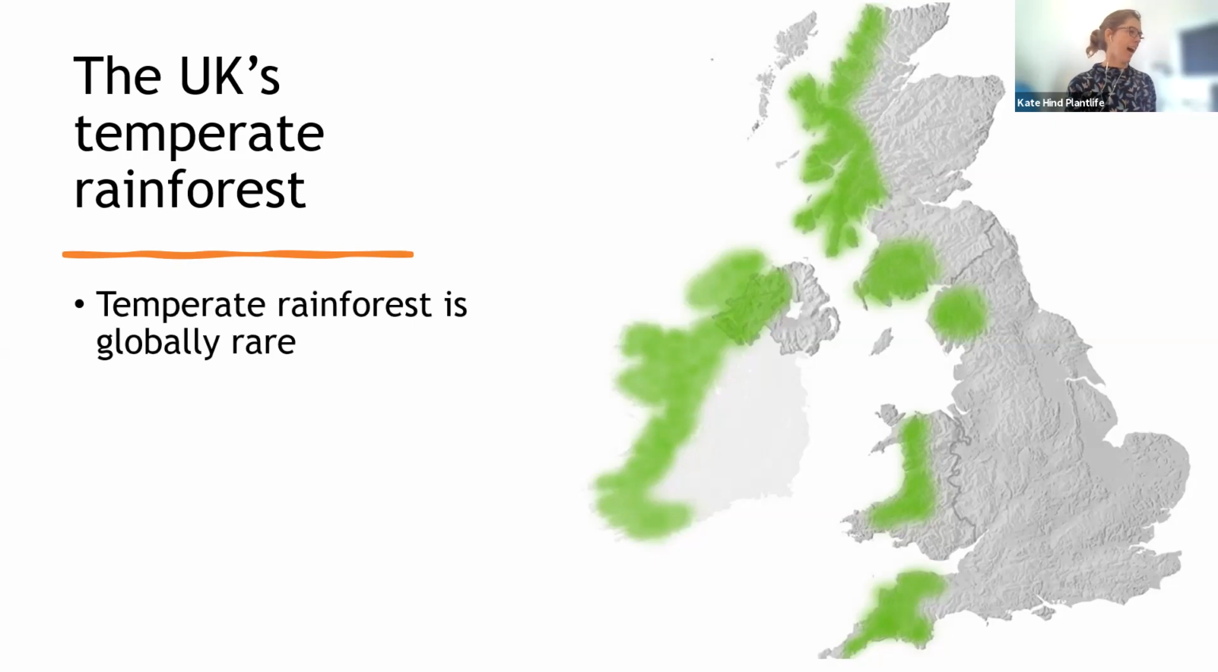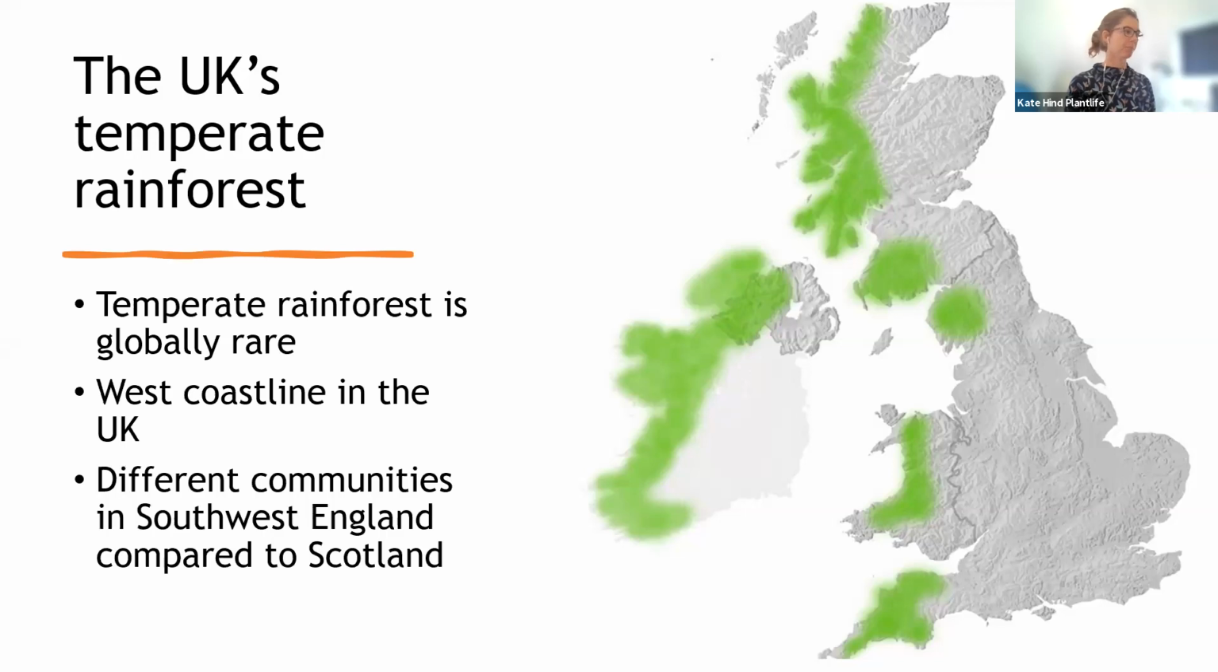So as I have already said, temperate rainforest is globally rare, and they demonstrated that in the video. So there's only a few places around the globe that you can find it. In the UK, it's along the west coastline, closer to the Gulf Stream. But there is a difference in the UK between the temperate rainforests. So here in the southwest, we are a bit drier and a bit warmer. So we have slightly different species than you'd expect to find right at the top in Western Scotland.